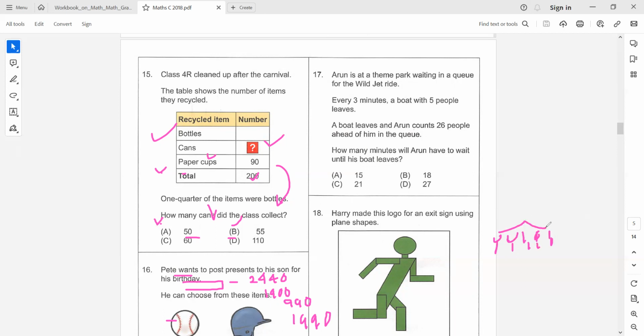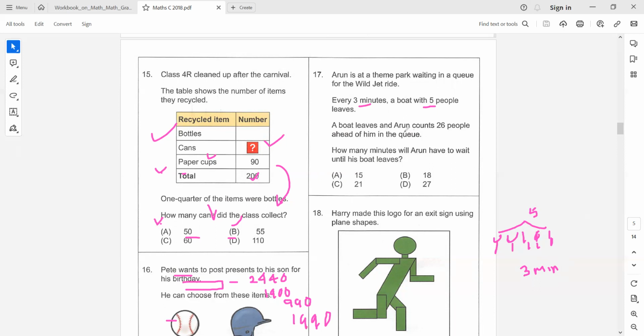Then they count 5 people. Every 3 minutes, 5 people leave. Right? Yeah. Next line, we go, because when you have a question, you get the numbers. Do a small sketch. Then it is easy to understand.